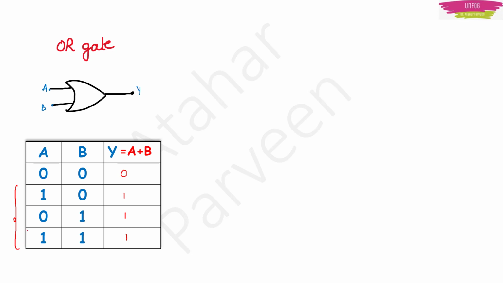Now coming to the next gate, which is the AND gate. This AND gate follows the AND operation, or say multiplication, and this is the symbol. Here also you will have two inputs A and B and one output Y, which will have a Boolean expression of A into B. In the same manner, we can write the truth table for AND gate also.